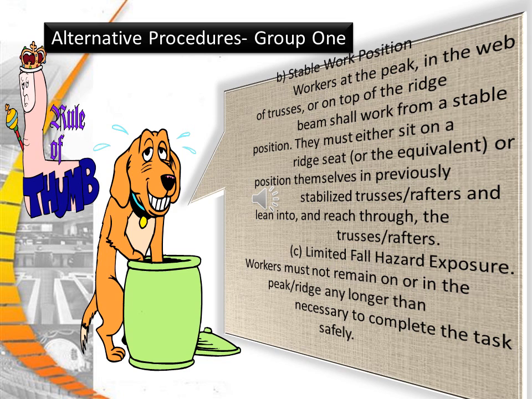A stable work position calls for workers at the peak in the web of the trusses or on top of the ridge beam to work from a stable position. They must sit either on the ridge seat or the equivalent, or position themselves in previously stabilized trusses and rafters and lean into and reach through the rafters and trusses. There should be a limited fall exposure hazard. Workers must not remain on or in the peak any longer than necessary to complete the task safely.